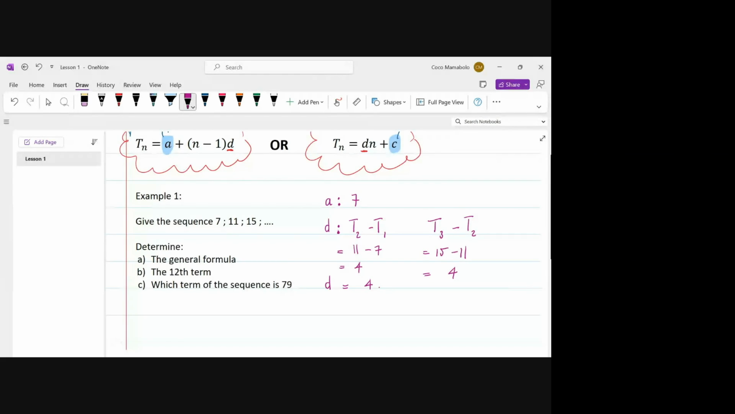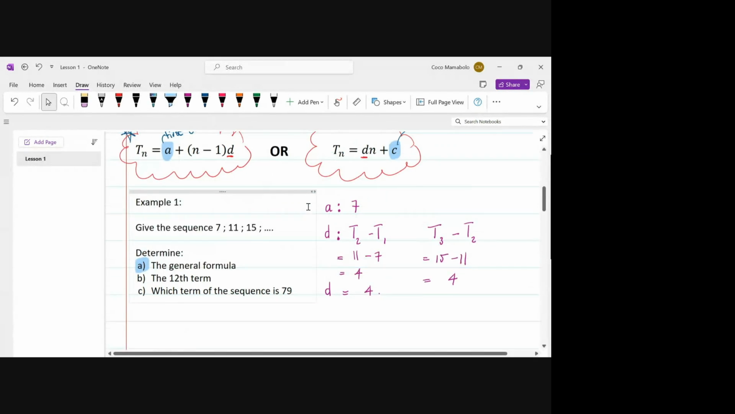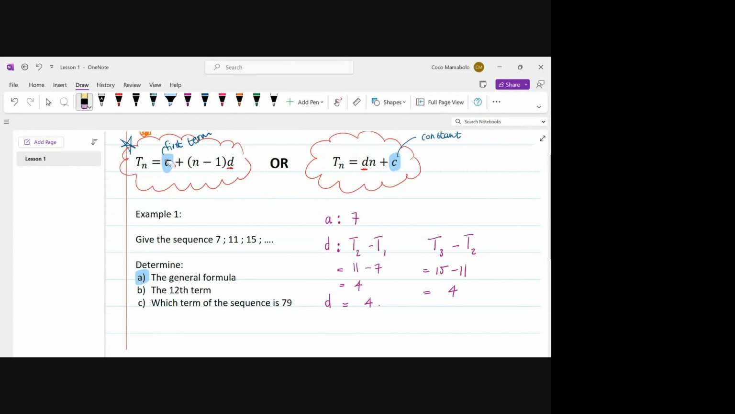Okay, now let's go about answering these questions that they've given us here. They want us to determine the general formula. Now the general formula is just going to be this formula up here, the one that we're using over here. It's just that we're going to replace the D value and the A value. The thing that we cannot replace in this particular formula is n.